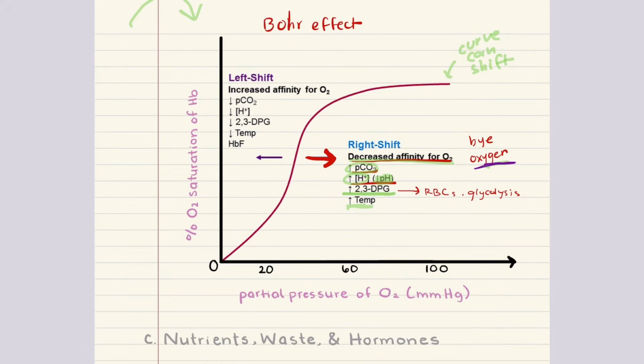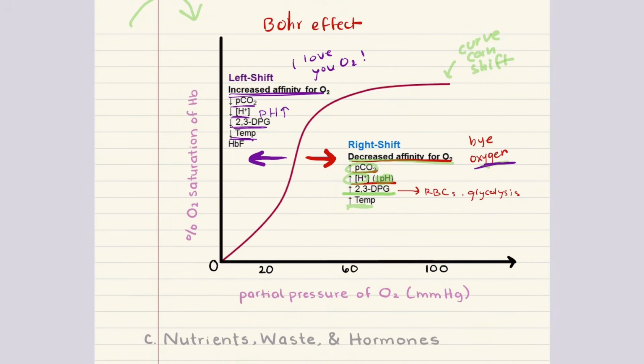On the flip side, a left shift means hemoglobin holds on more tightly to oxygen. This happens when carbon dioxide levels are low, when pH is higher, so there are fewer hydrogen ions, when temperature is cooler, or when 2,3-DPG levels are lower.